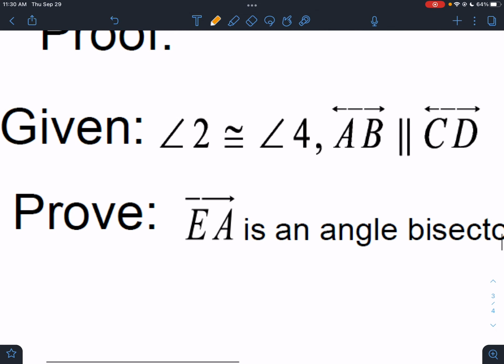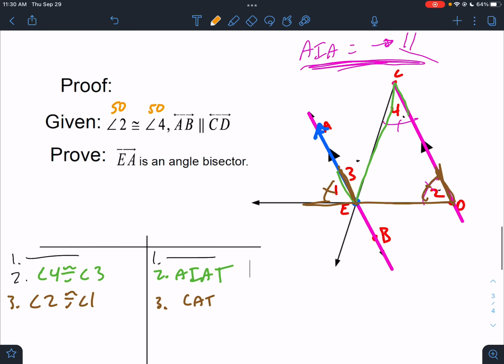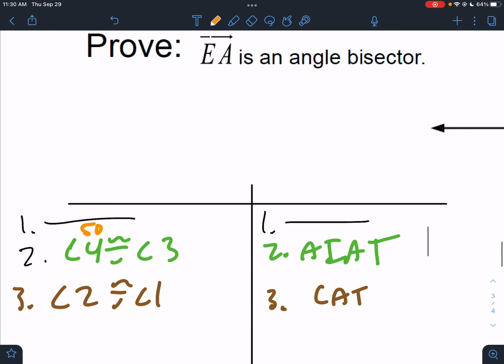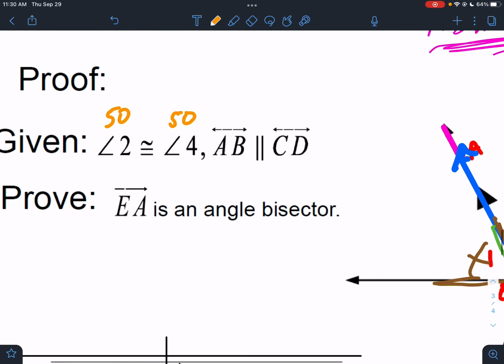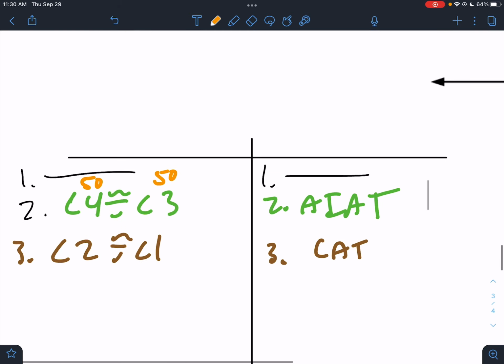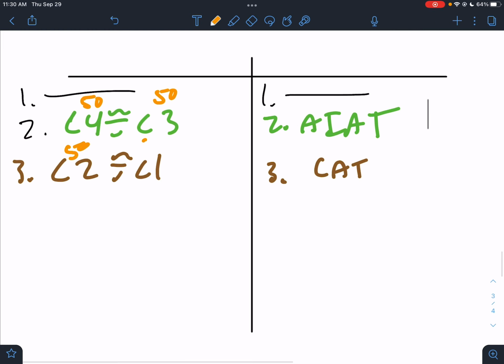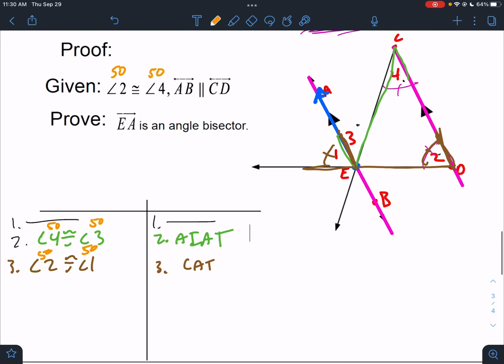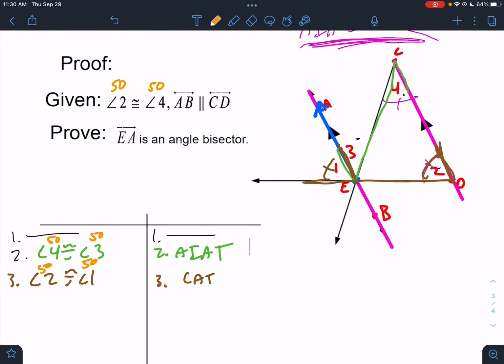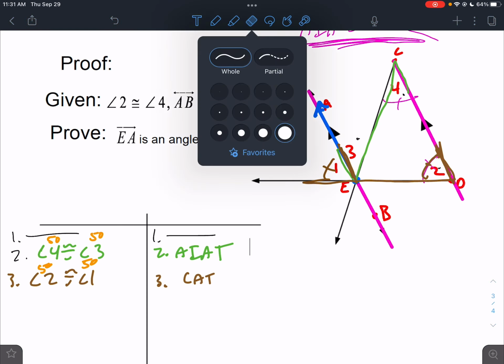This is totally pretend, but let's say that this was 50 degrees. I'm just making that up. Angle 4 would then be 50 because they said they're the same. Well, if angle 4 is 50, that means 3 is 50, right? And then we said angle 2 is 50. Well, if angle 2 is 50, that means angle 1 is 50. So what have we established in our proof about angles 1, 2, 3, and 4? They're all the same. But which ones do we need to say?